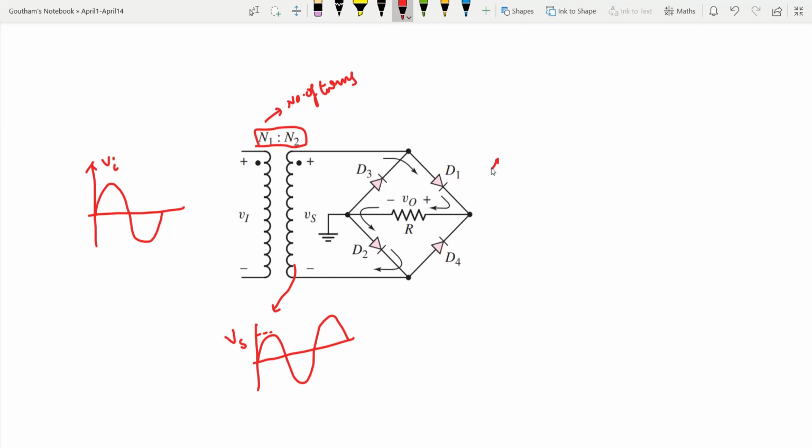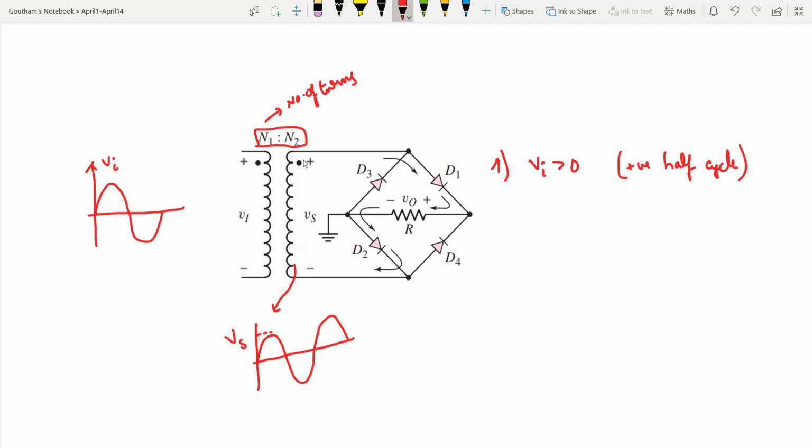The first case is the one during which Va is greater than 0, that is, the positive half cycle. Now let us do the analysis for the positive half cycle. When Va is greater than 0, Vs is also greater than 0. So I will draw some important conclusions.